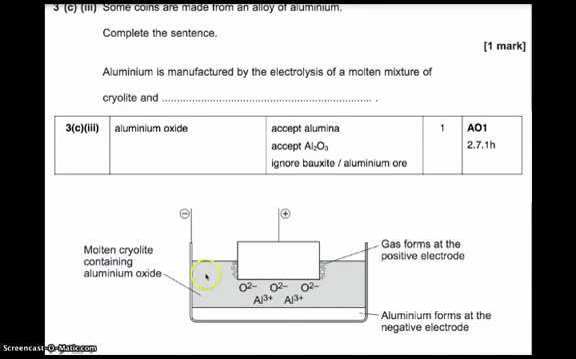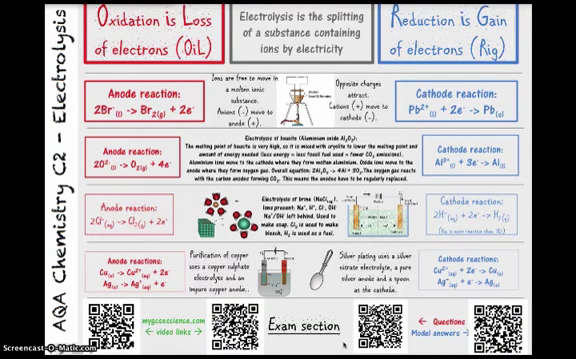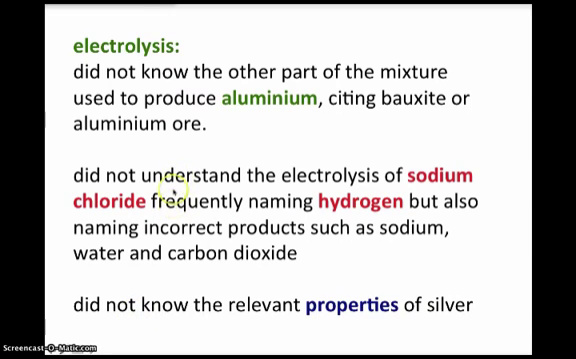So we've got molten cryolite with aluminium oxide there, which means that we produce oxygen gas as well as forming aluminium metal. And in general with electrolysis, you've got to know what happens at the anode and what happens at the cathode. So the anode is the positive electrode, cathode is the negative electrode, and you've got to be able to talk about how things lose or gain electrons. The other specific example they mention here is the electrolysis of sodium chloride.